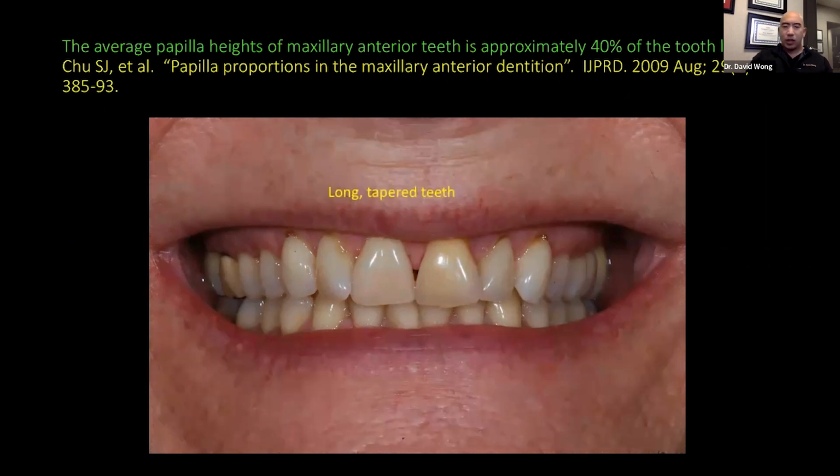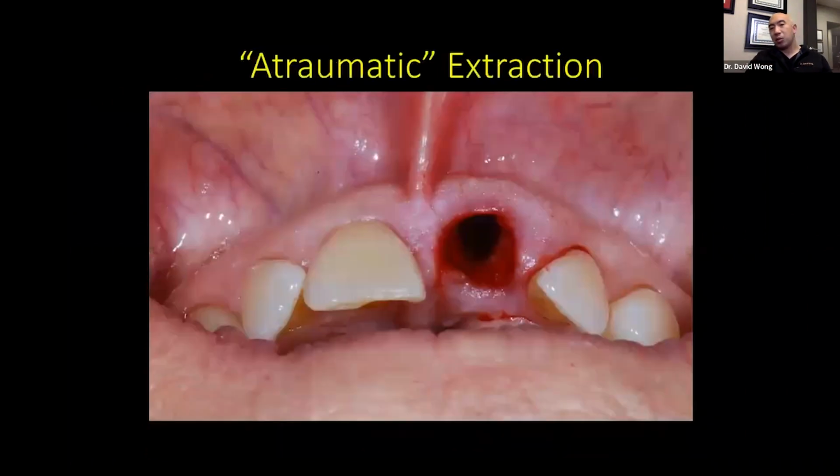So what screams danger in this case is that we have a long tapered tooth and big papilla. You already have a black triangle and you have a high smile line. High smile line, by the way, is not defined by whether or not you can see the gingival margin. It's defined by whether or not you can see the papilla. And the reason that's important is because the papilla show about 87 to 100% of the time in the average population whenever you smile.